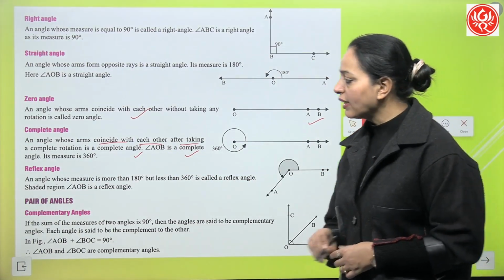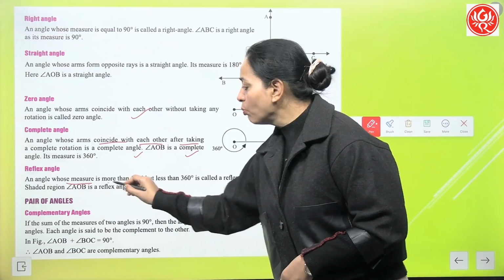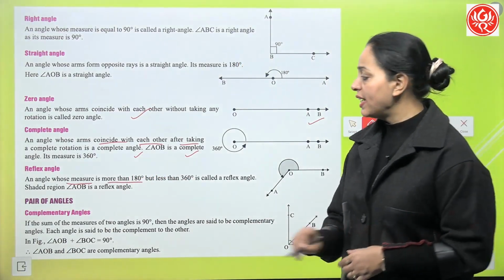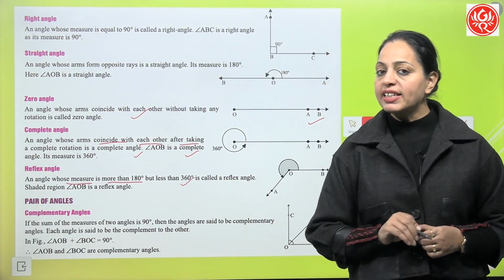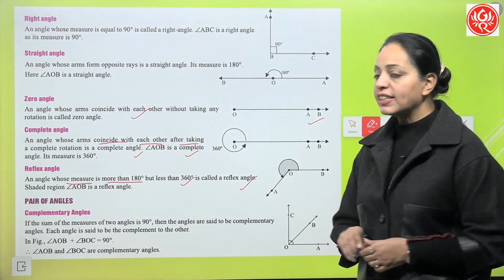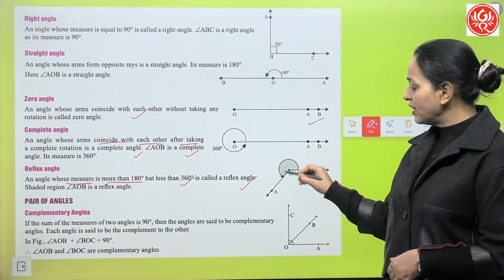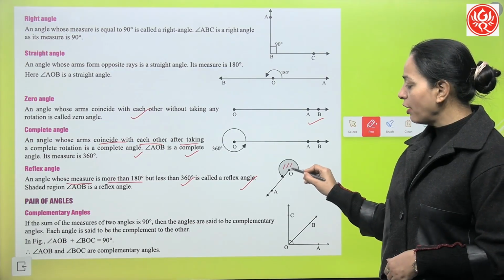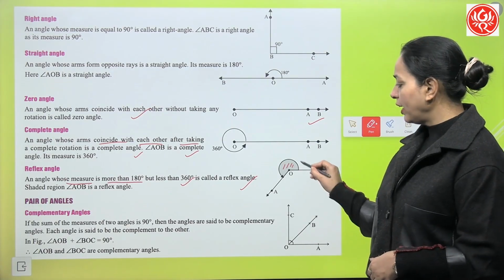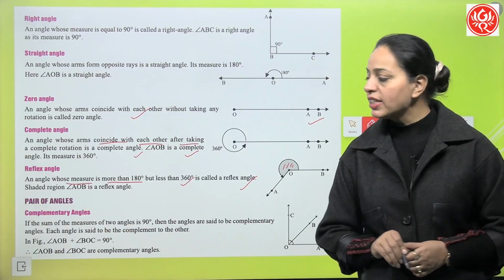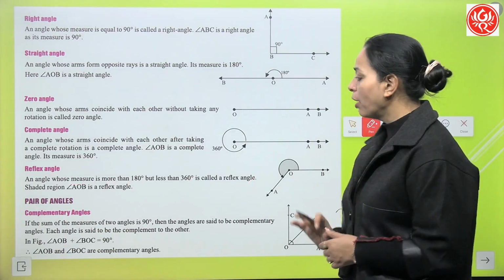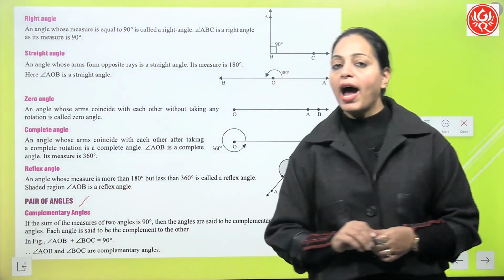Now reflex angle, an angle whose measure is more than 180 degrees but less than 360 degrees is called a reflex angle. Here you can see this shaded one. This is the reflex angle. Okay, angle AOB, right?